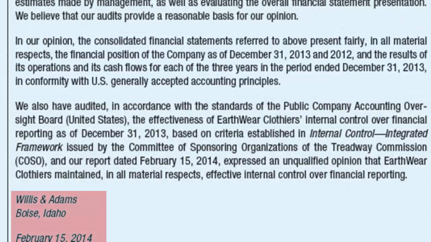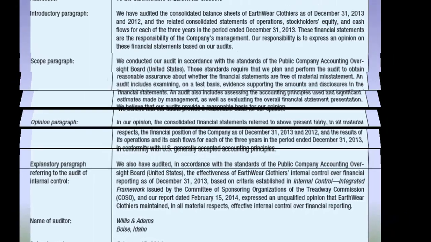The name of the auditor is here. And one of the interesting things is that the only person that can sign an audit report is a CPA. And then finally, we have the date of the audit. We'll discuss this later on. The date of the audit actually is very important in the flow of understanding what's taking place within this complete audit cycle.